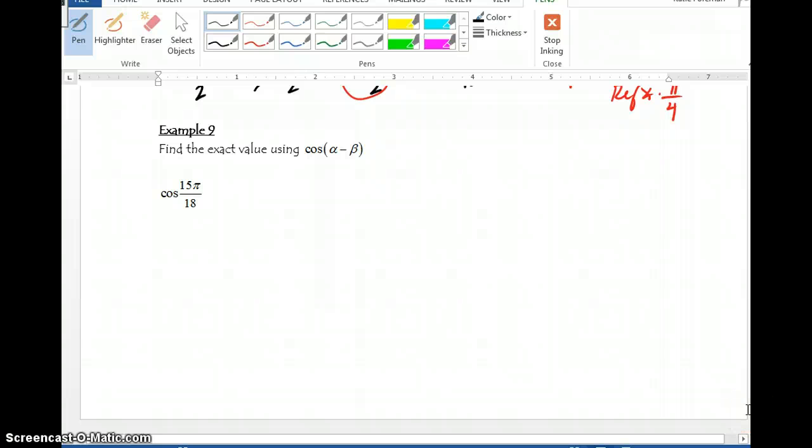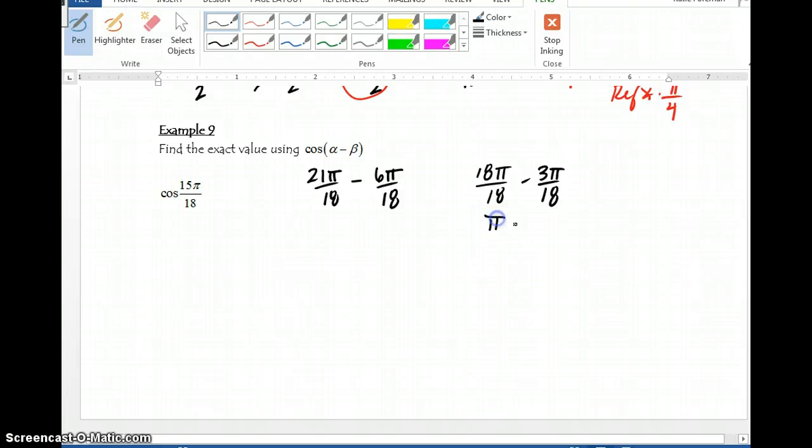Okay, last one. 15 pi over 18. Couple combinations that we could use. 21 pi over 18 minus 6 pi over 18, 21 minus 6 giving us 15. 18 pi over 18 minus 3 pi over 18, 18 minus 3 giving us 15. I'm going to reduce this one because 18 divided by 18 will give me 1 pi. 3/18 reduces to 1/6. Pi minus pi over 6.